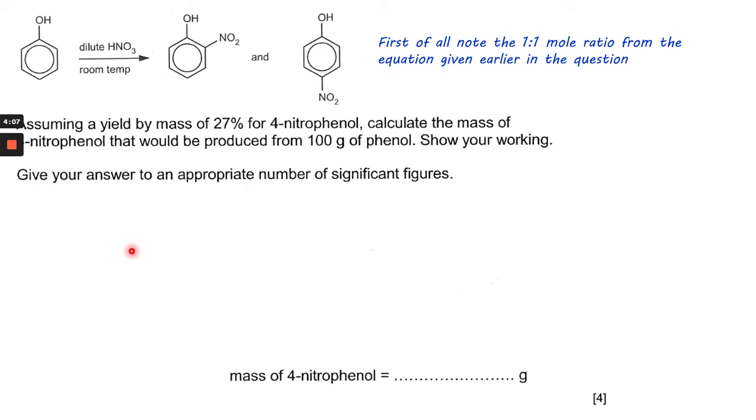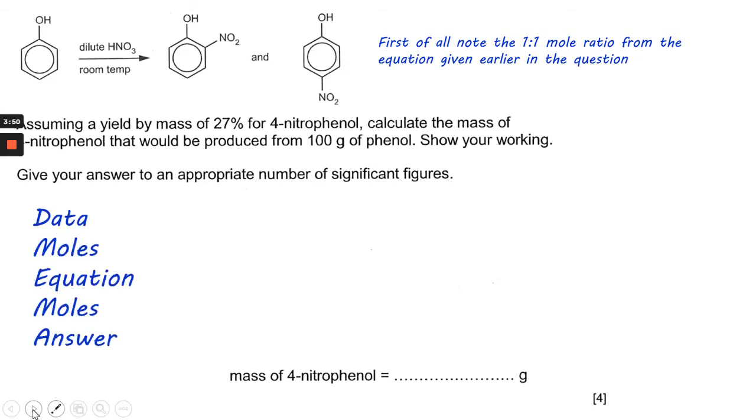So it says a yield by mass of 27% for 4-nitrophenol. So this is 4-nitrophenol. Calculate the mass of 4-nitrophenol that would be produced from 100 grams of phenol. Show working and give your answer to an appropriate number of significant figures. So let's take the data in those equation roles answer method. That allows us to collect the information and process it one step at a time.